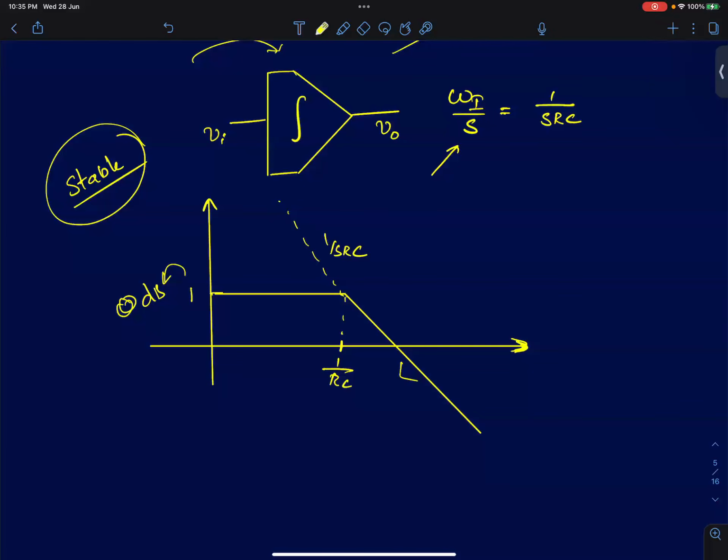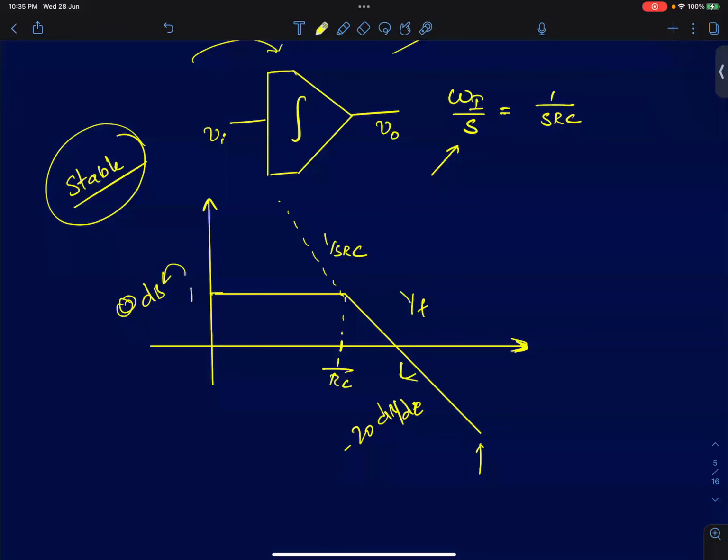After the pole onwards, the transfer function starts rolling off. In absolute terms, it rolls off at a rate of 1 over f. If you take 20 log of 1 over f, it rolls off at the rate of minus 20 decibels per decade. For every 10x increase in frequency, you should expect a 20 dB reduction in amplitude. That's the first order response.